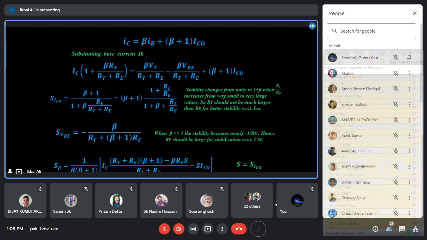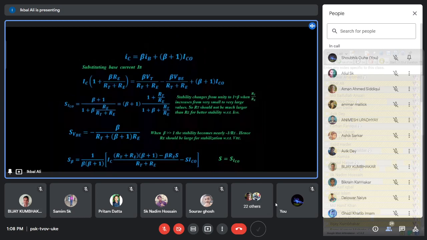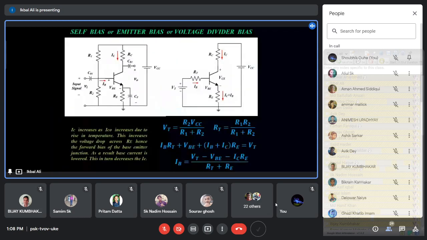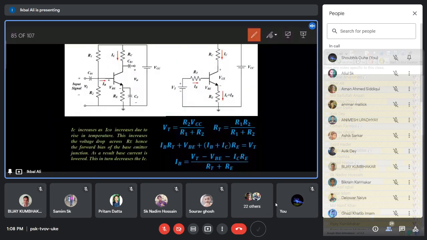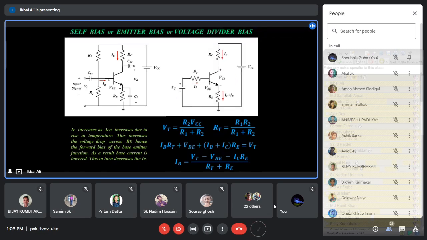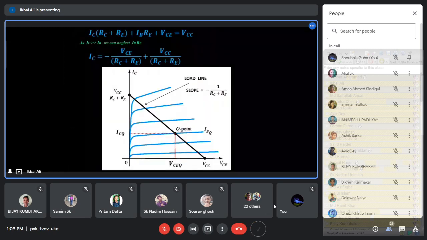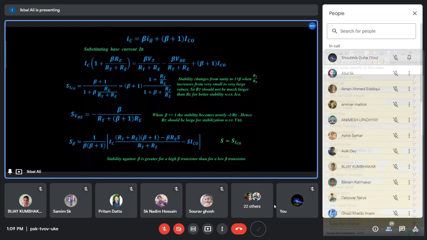Now, this base current IB, beta into IB, we can replace this base current from this equation. This is the equation for the base current we have extracted for this self bias circuit. For this particular biasing circuit, we have calculated this base current. In a different biasing circuit, you have a different base current equation. But in this case, we have that base current expression, and we will now replace this one, Vt minus Vb minus Ic Re divided by Rt plus Re, into this equation.